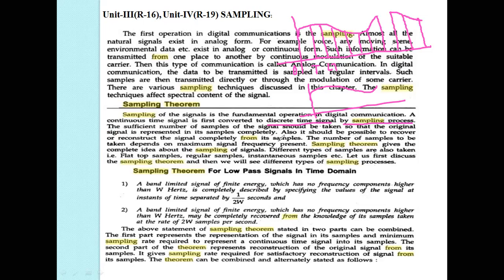From its samples means merging the impulse signals and the given signal x(t). Then after that it is a modulation. Simply saying, in modulation the carrier signal and the message signal are modulated. At the receiver end, it is demodulated, and the message signal is separated from the carrier signal. This is an example, my dear students, and it should be possible to reconstruct the signal completely from its samples.